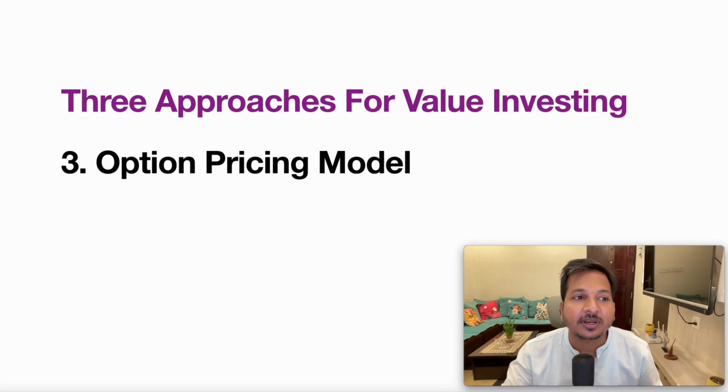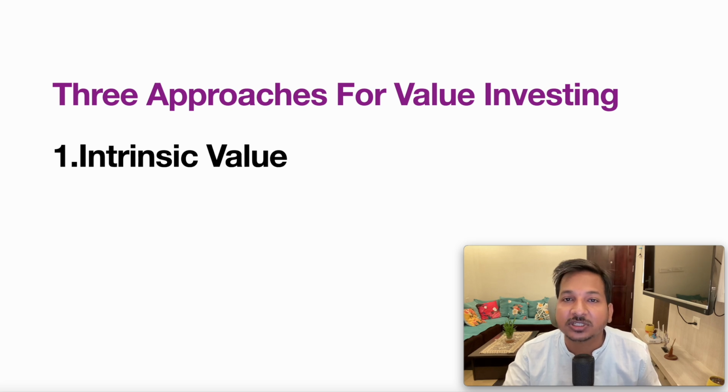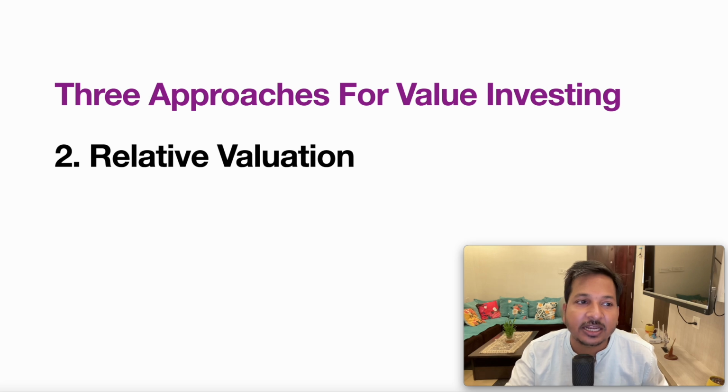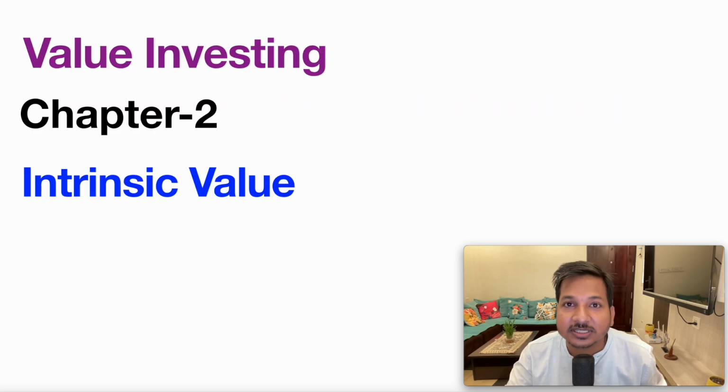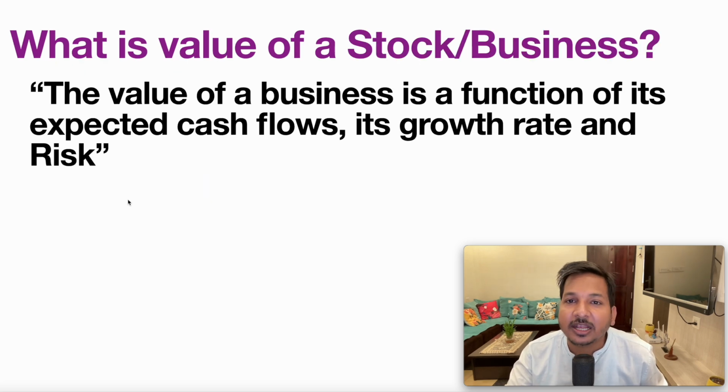So in the last chapter we saw that there are three approaches for value investing. First was intrinsic value, second was relative valuation, and third was the option pricing model. Today we are going to discuss the first approach, intrinsic value. So what is the value of a stock? The value of any business is a function of its expected cash flow, its growth rate and the risk involved.